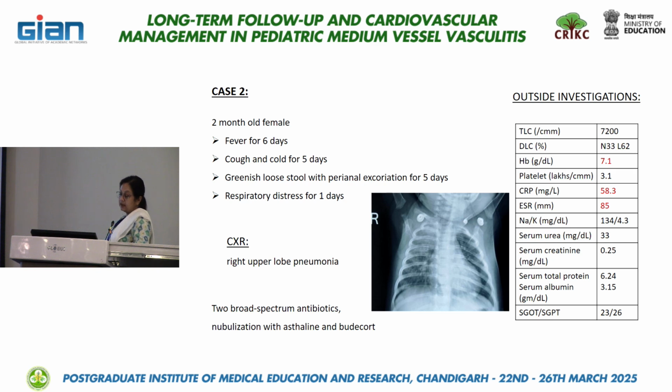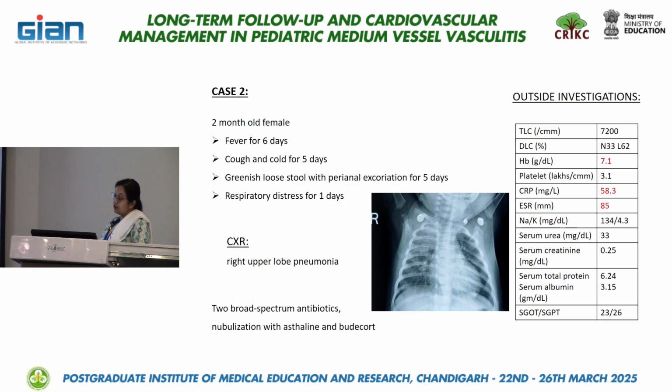My second case is a 2-month-old female child who presented with fever for 6 days and cough and cold for 5 days and greenish loose stool with perianal excoriation for the same duration. The child developed respiratory distress 1 day prior to admission. The initial X-ray was suggestive of right-sided lobar pneumonia. The child was already on 2 broad-spectrum antibiotics and nebulization therapy.